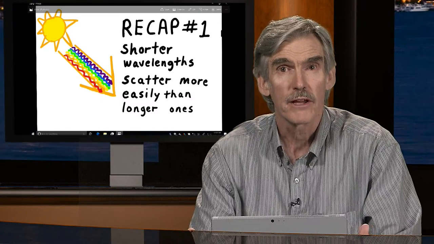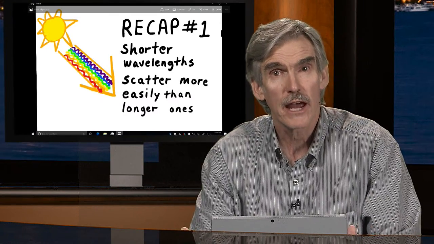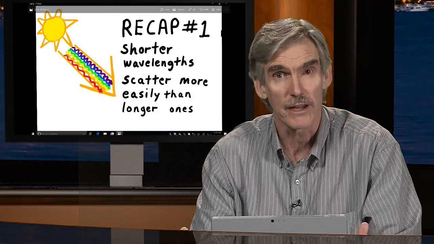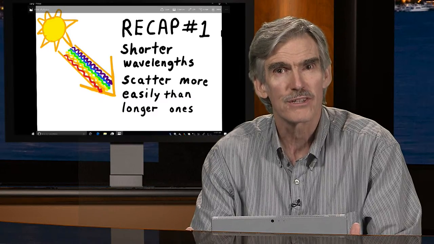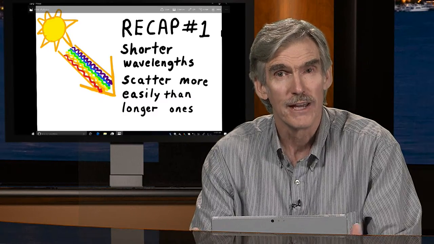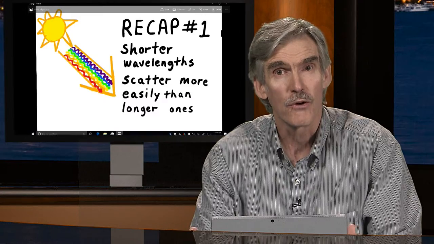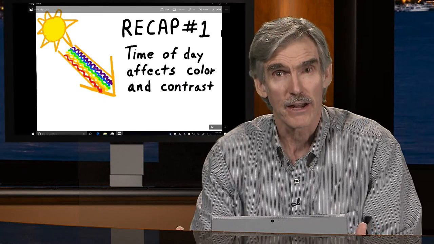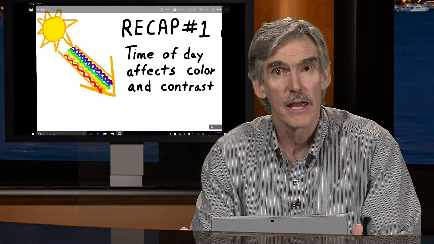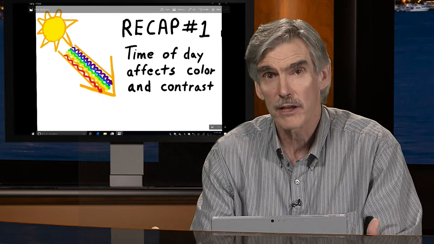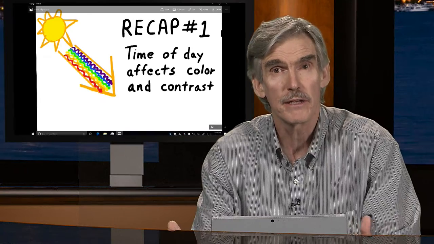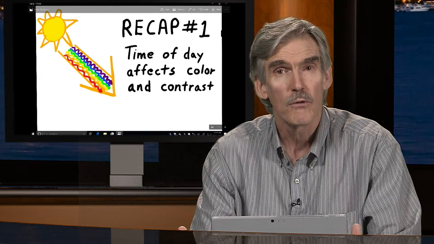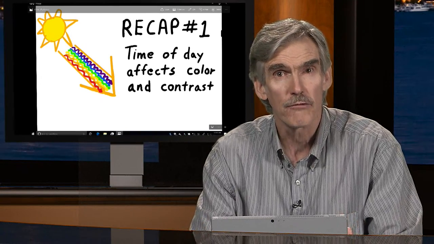Now, the shorter wavelengths in that visible spectrum scatter more easily than the longer wavelengths. The shorter wavelengths, of course, include violet and blue. The longer wavelengths include orange and red. The time of day definitely affects the quality of your photography based on the color spectrum that's available to us. For example, during midday sun, we have the full range of color wavelengths.